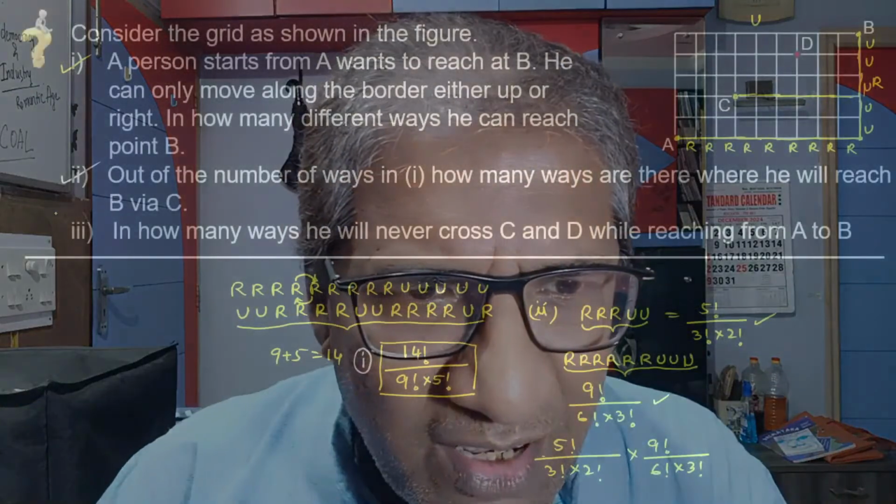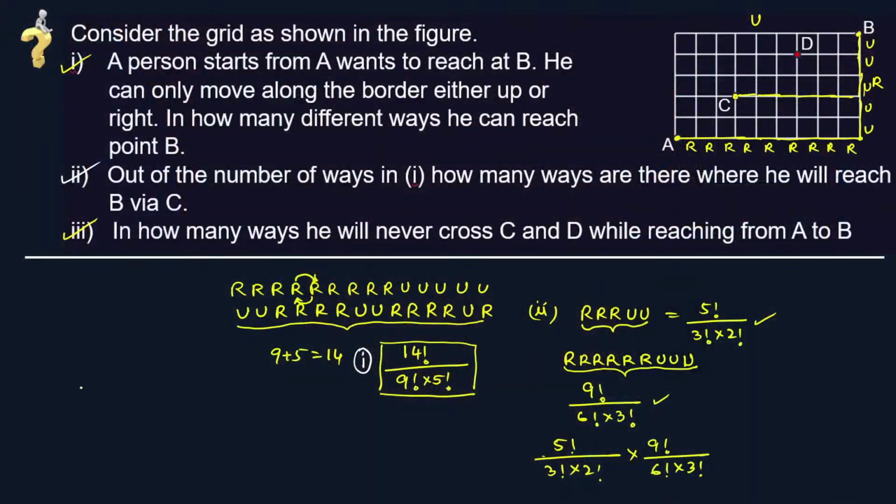Have you understood this? Okay, let us take question number 3. What are they saying? Now it says: in how many ways will he never cross C and D while reaching from A to B? That is, the person can reach from A to B without crossing C and D. That is one case: it is not crossing C and D.